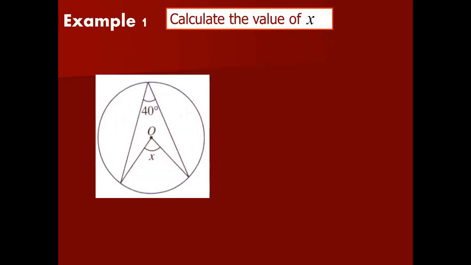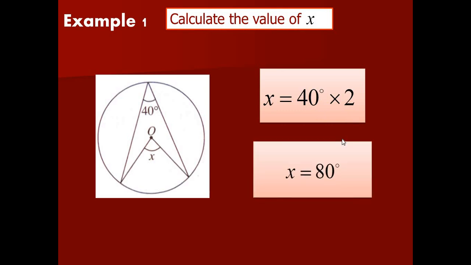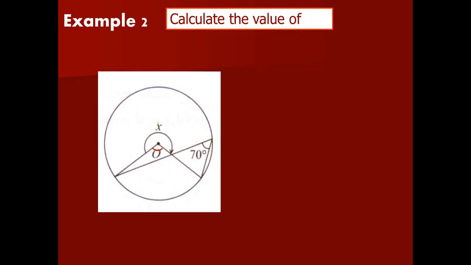Now we go through the example. Calculate the value of x. So y you have to multiply by 2 because x is at the center, right? So 40 degrees times 2, you're going to have your x as 80 degrees. Easy, right? Okay, the second example.